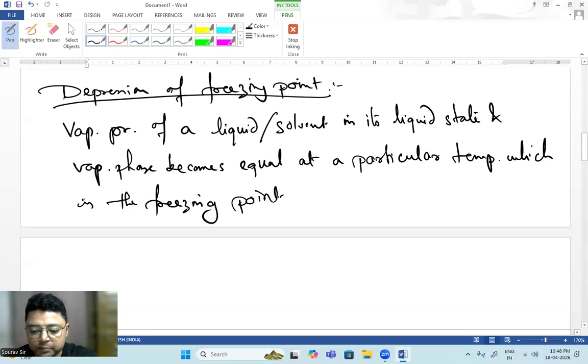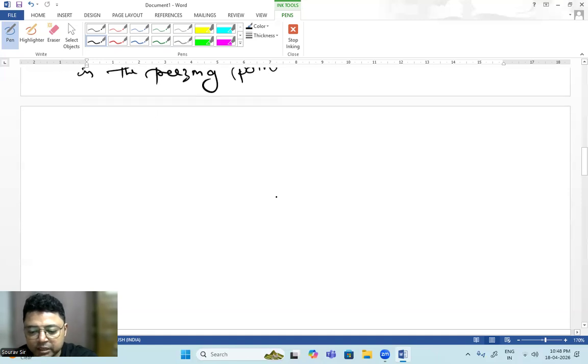So the freezing point of any liquid is that temperature at which the vapor pressure of a solvent in its liquid phase and vapor phase becomes equal. Now, what is the meaning of that? It means the vapor pressure of a liquid or a solvent in its liquid phase and vapor phase are equal. What does this mean? Whenever you have a pure liquid state, the vapor will be just above it.